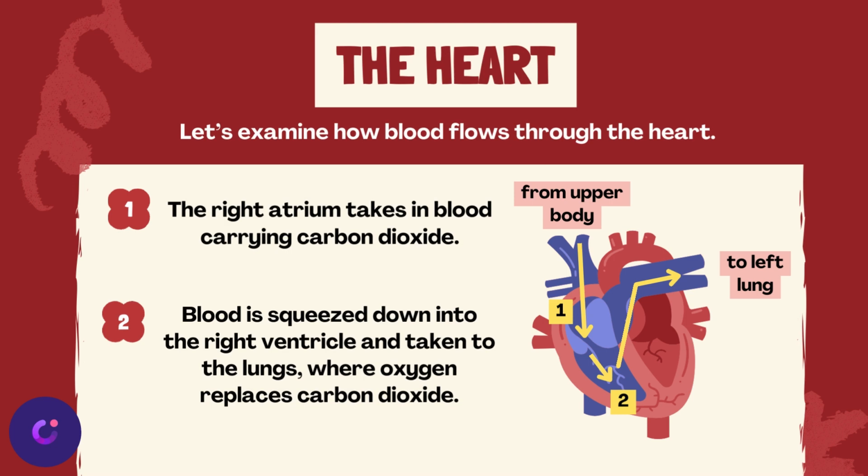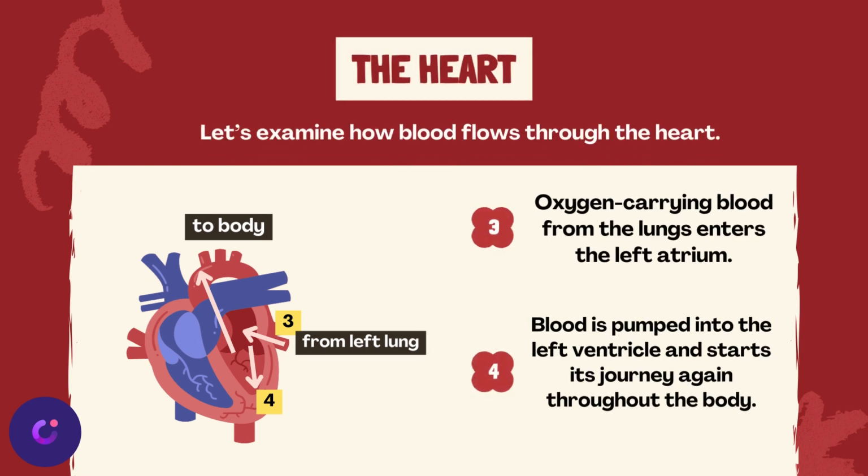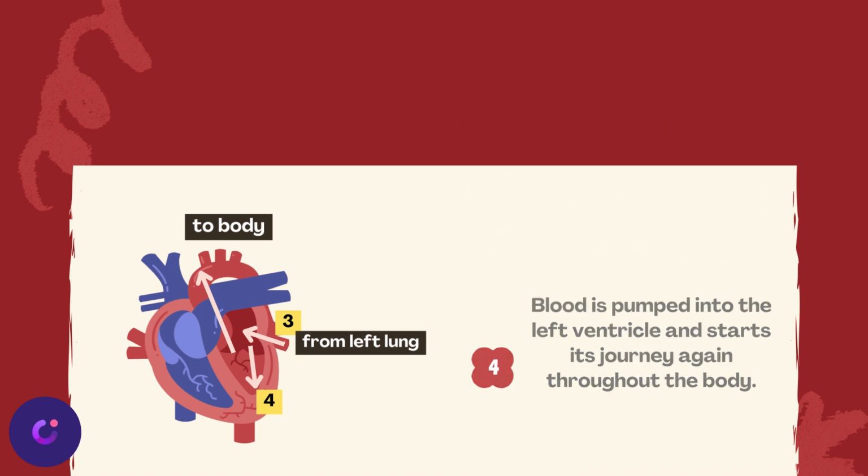The right atrium takes in blood carrying carbon dioxide, and blood is squeezed down into the right ventricle and taken to the lungs, where oxygen replaces carbon dioxide. Oxygen carrying blood from the lung enters the left atrium. Blood is pumped into the left ventricle and starts its journey again throughout the body.